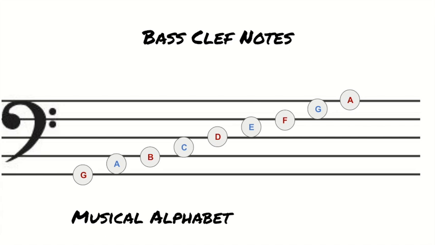Let's look at that. So if we just follow the musical alphabet, we get a B right here. And below, if we go backwards, we get an F. But what happens if we need to go higher still? Well, let's find out.